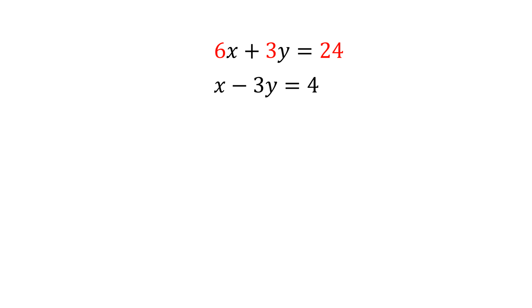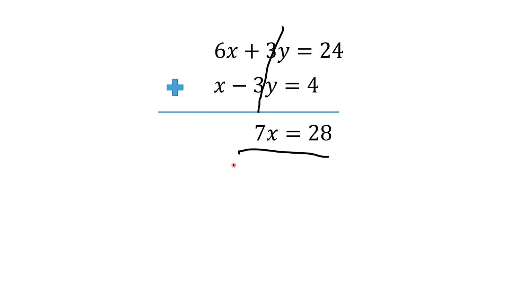Now I can see that I can add these two, and if I add them, plus 3y and minus 3y cancel out each other, and I will be left only with 6x plus x, which is 7x. So I'm going to add them, and I will get 7x equals 28. Remember, 3y and minus 3y cancel each other, and 6x plus x makes 7x. I get 7x equals 28.